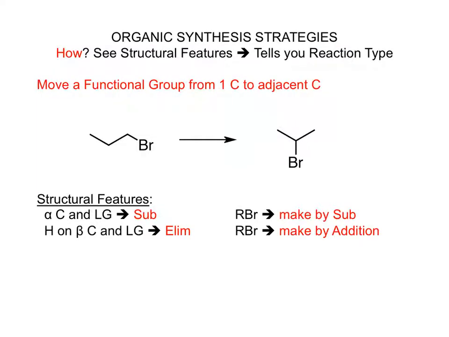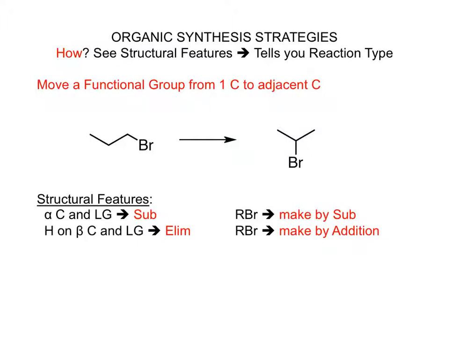Another organic synthesis strategy is to move a functional group from one carbon to an adjacent carbon. For example, how would you synthesize 2-bromopropane from 1-bromopropane? So stop the video, identify the structural features in these two compounds, and propose a synthesis.